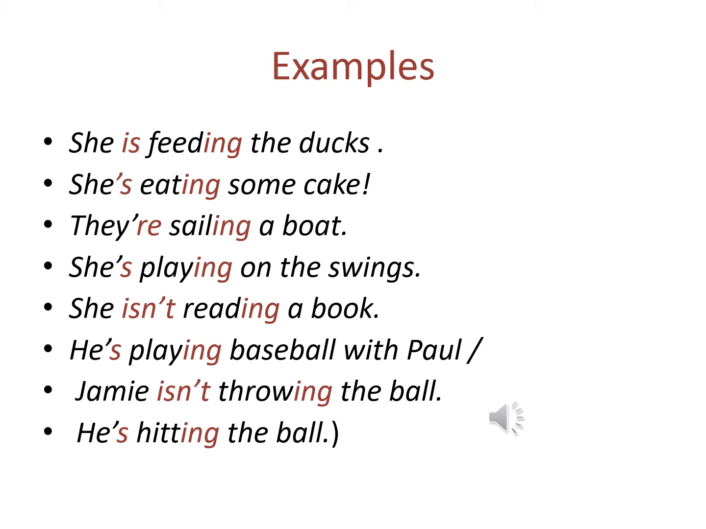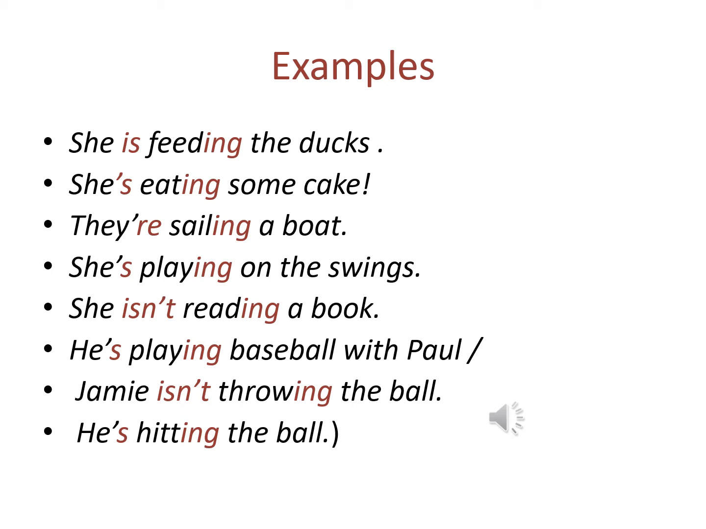She isn't reading a book. Isn't stands for is not. Here is this sentence in the negative form, and we add the ending ing to the verb read. He's playing baseball with a ball. Here we use apostrophe S. It stands for is, verb to be is, and we add the ending ing to the verb play.